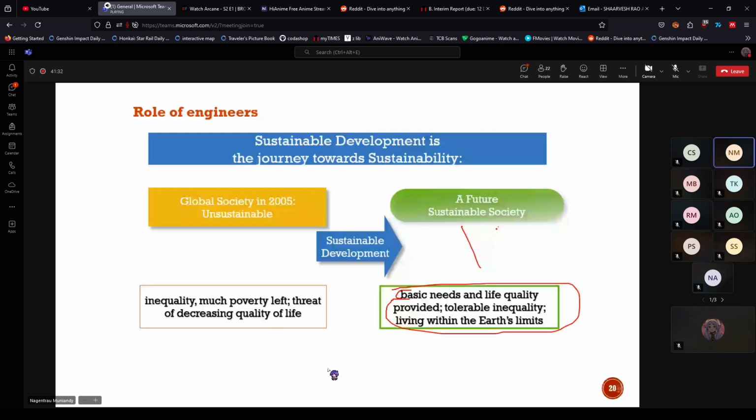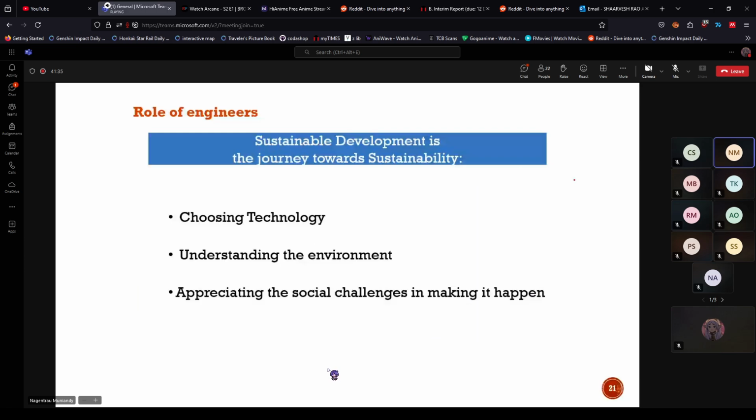Then again, one of the roles of engineers towards the sustainability journey is choosing technology. For example, as an engineer, I want to introduce a technology, or maybe buy a technology, which will assist me in my work. When I look for the technology I'm going to purchase or procure, is it going to harm the environment, is it a sustainable technology, or can it cause harm to people? I need to consider all this.